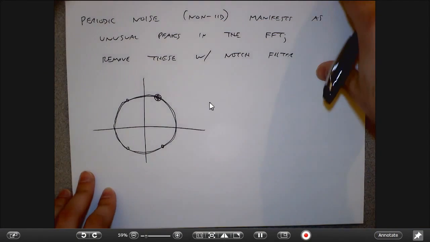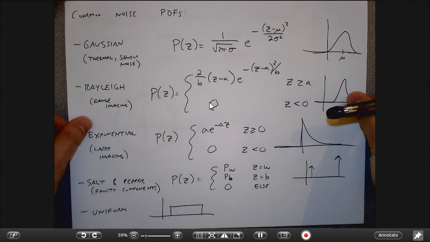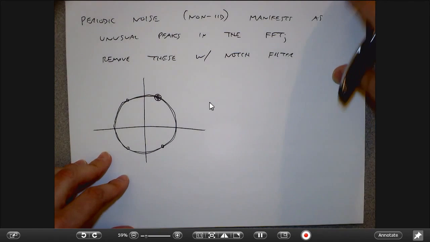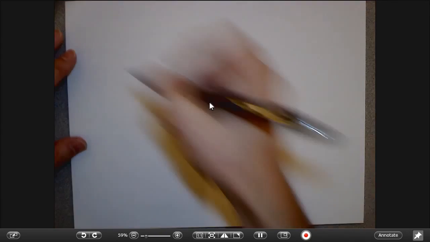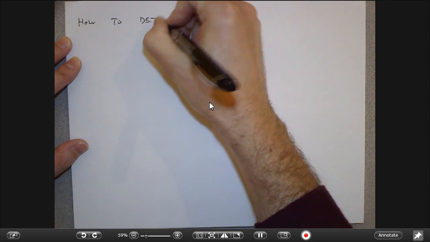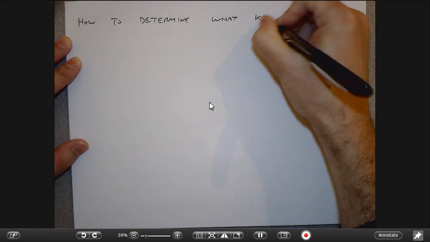Okay, but let me say a little more about this case, where I've got just general noise. How do I know what kind of noise I have? And so, how to determine what kind of noise is present.